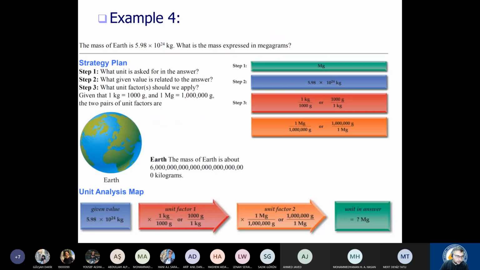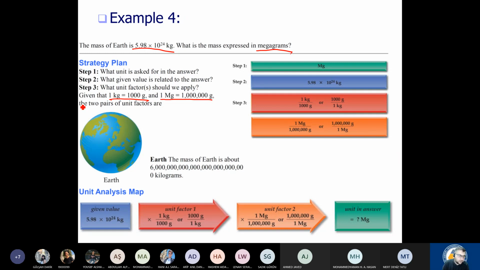The mass of Earth is 5.98 times 10 to 24 kilogram. So what is the mass expressed in megagrams? They give you the mass in kilogram and they ask you to find it in megagrams. So 1 kilogram is equal to 1000 gram, and 1 megagram is equal to 1 million gram, or 1 times 10 to 6 gram.